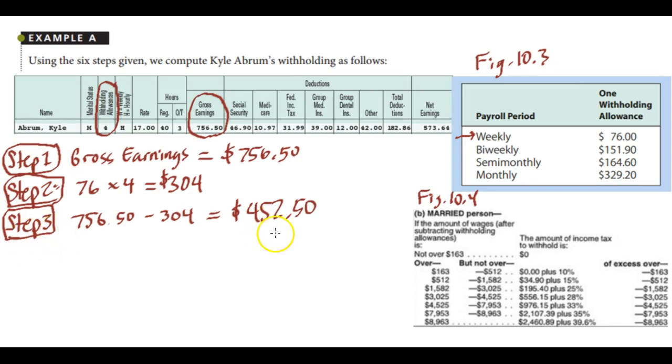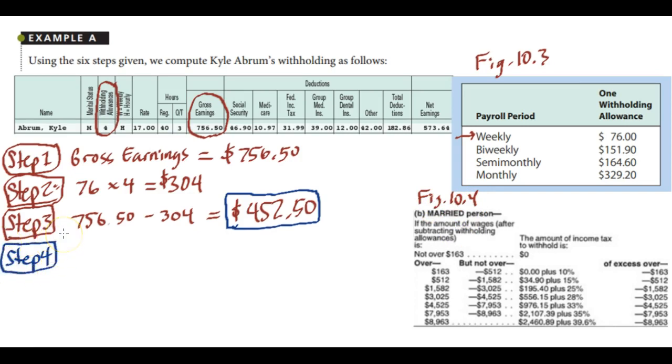We have a smaller amount here. I'm going to put a rectangle around this number in blue because this is an important number we're going to be dealing with now. Realize that if we had fewer allowances, we would have a larger amount here. And this amount determines how we're going to be using figure 10.4 in the next step. So we'll write down step 4.